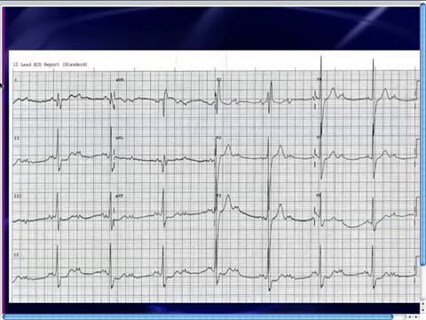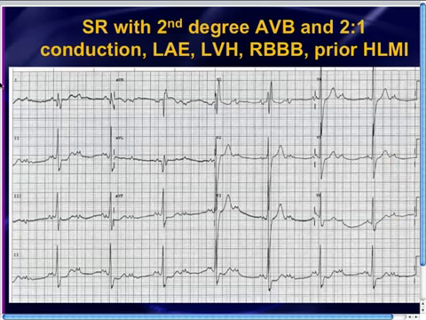All right, so the formal interpretation here, once we put everything together: sinus rhythm with second degree AV block and 2-to-1 conduction. There's that left atrial enlargement and probable mitral stenosis, left ventricular hypertrophy. I didn't mention that before, but there's fairly large QRS complexes. And when you add the S wave in lead 2 with the R wave in V5, it's certainly greater than 35 millimeters. And so there's LVH, the right bundle branch block, and the prior high lateral myocardial infarction.